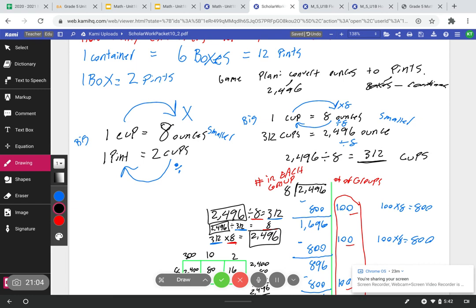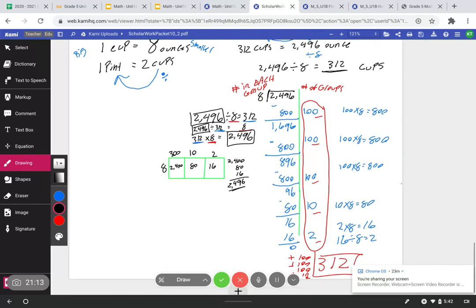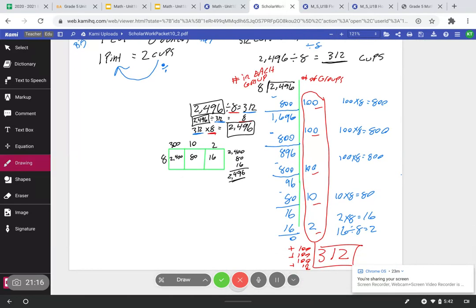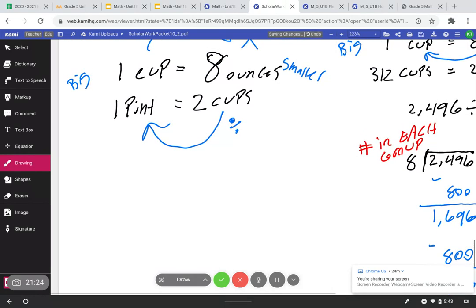Remember, cups is a smaller unit of measurement. So I'm going to zoom out a bit and give y'all a good 5-second look at this before I erase some of the work. So we have our cups. We have 312 cups, but we need to find out how many pints that makes up. So 1 pint equals 2 cups. I'm trying to figure out how many pints we have out of 312 cups.